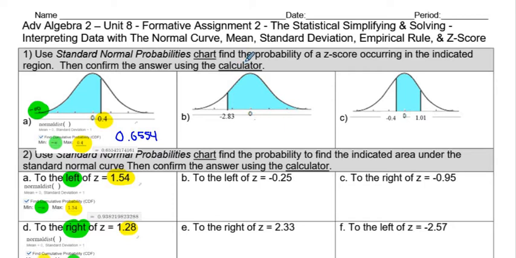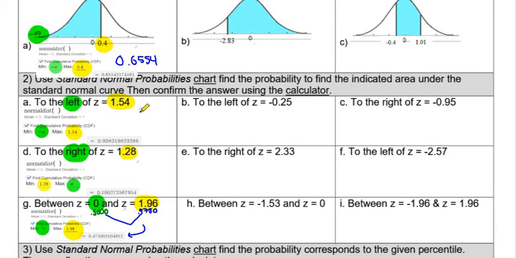So this one, we would just write down 0.6554. That's it. Notice what it wants is simply the probability. Probability is a decimal as opposed to a percentage, which is 65.54%.